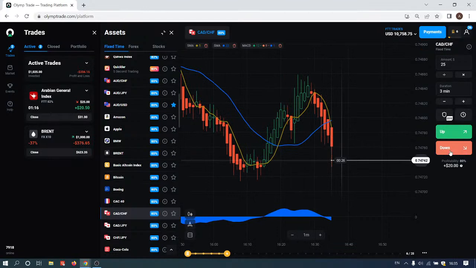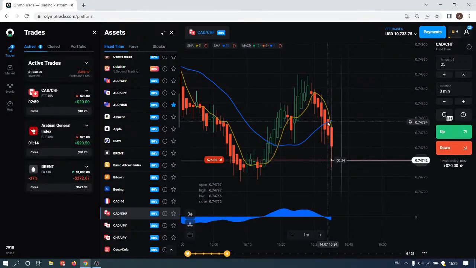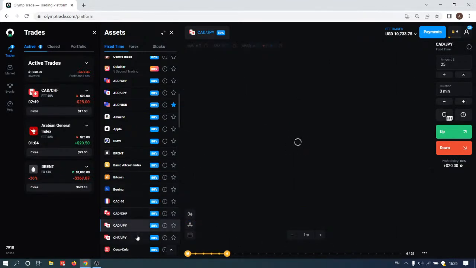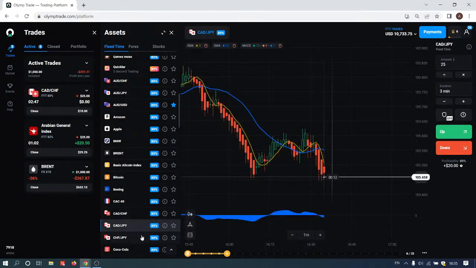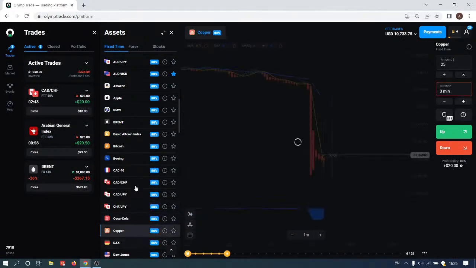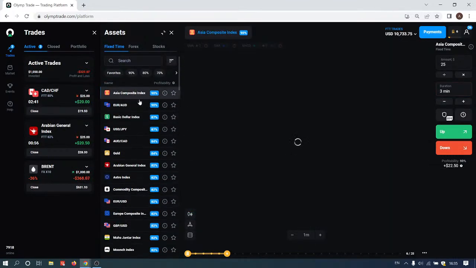So let's give this a try. CAD CHF, trade in the downwards direction. So we are pushing north, pushing south. All right.